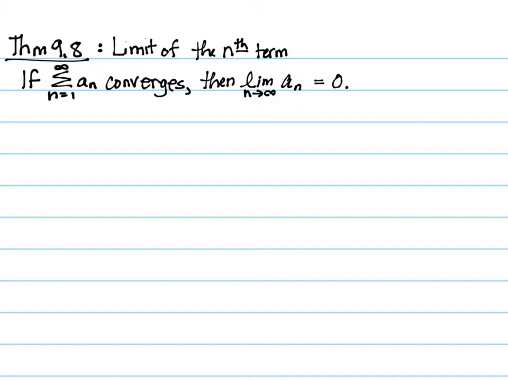What this doesn't say is that the reverse is true. Simply knowing that the limit of a sub n of the sequence is 0 does not necessarily mean that the series converges. And that's what the divergence theorem that follows this says. So theorem 9.9 says, okay, so it's called the nth term test for divergence.